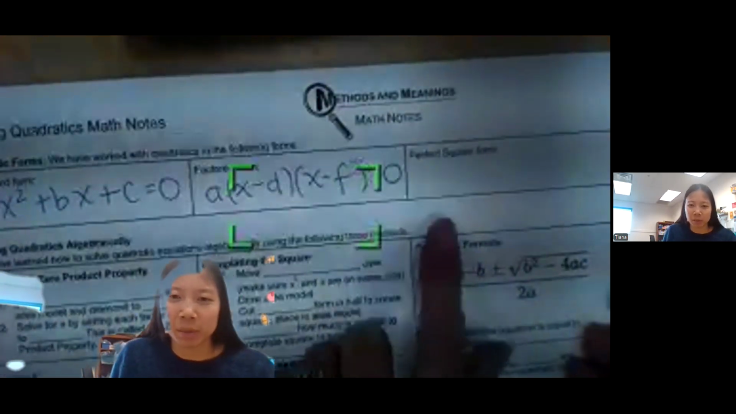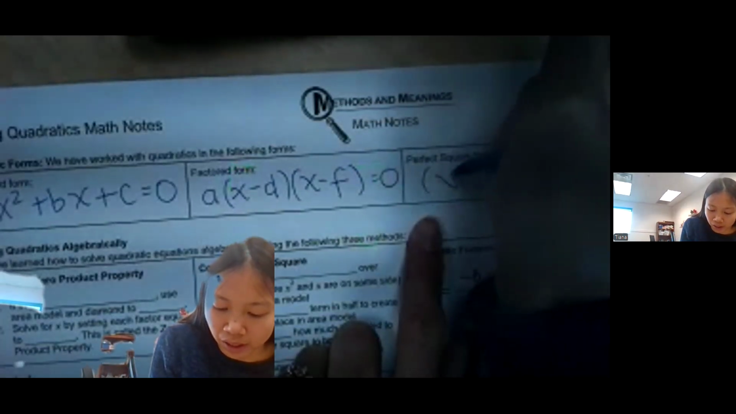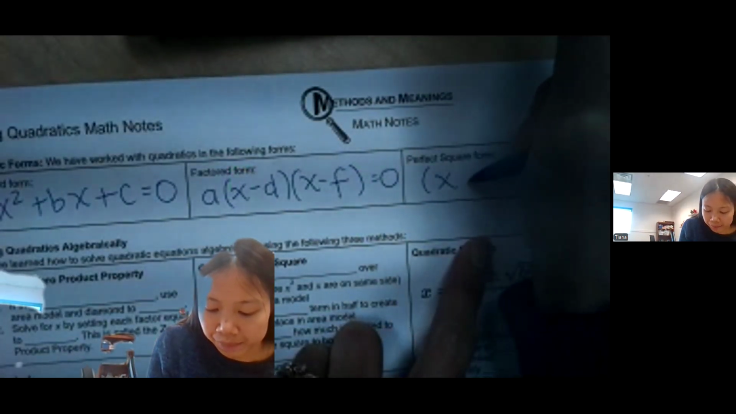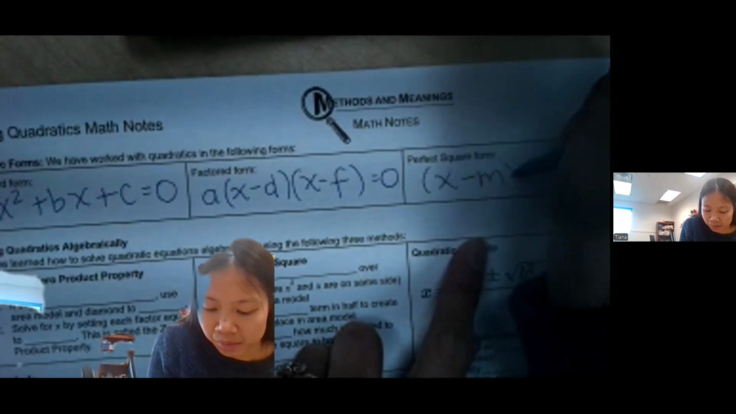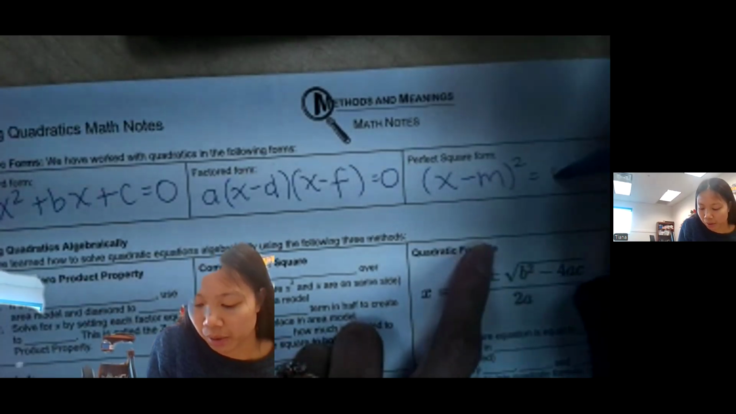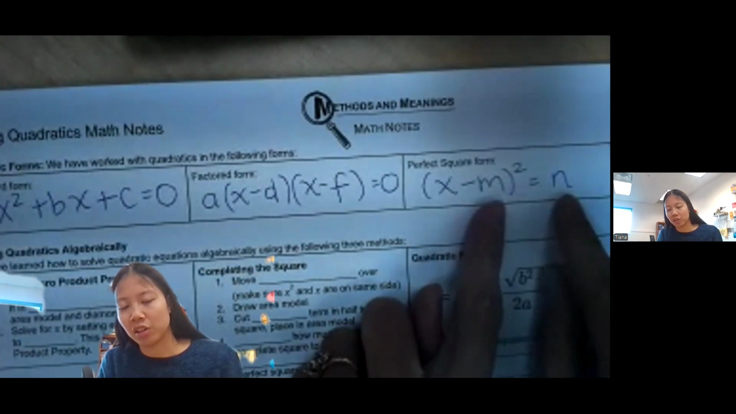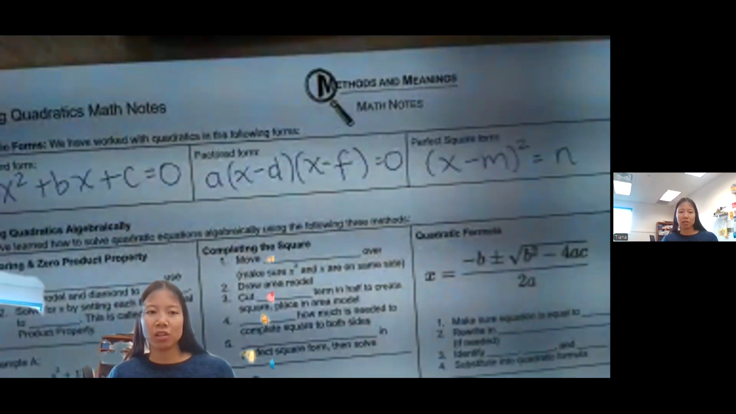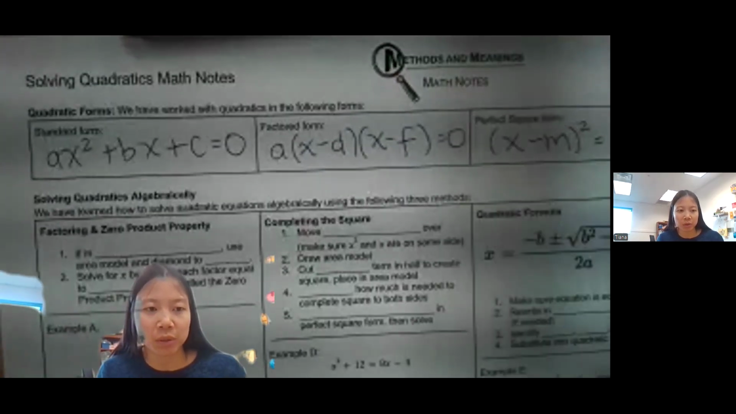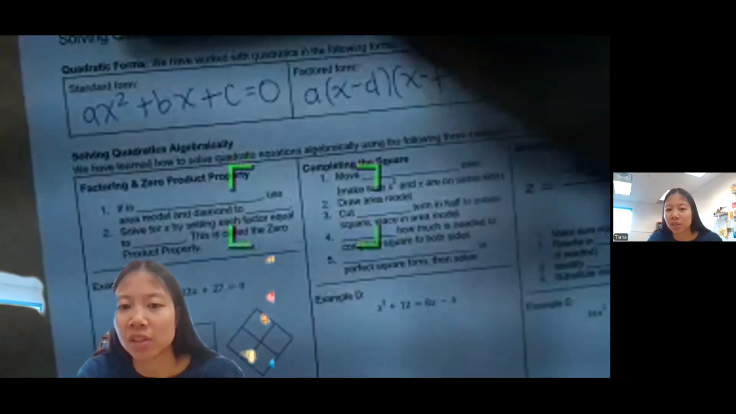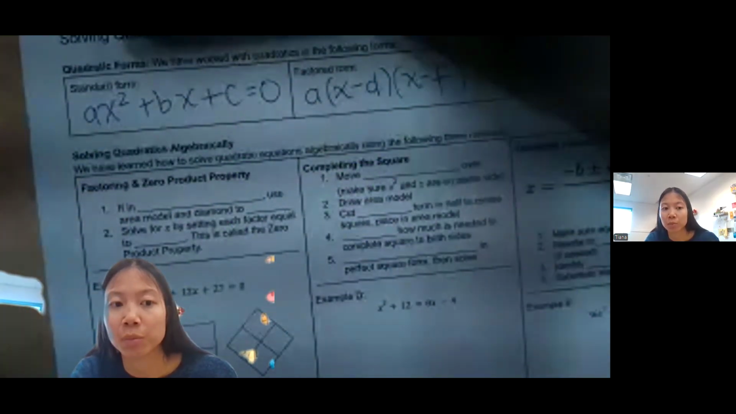And then the last form we talked about was our perfect square form, which looks like x minus m squared equals some number. It can be whatever, where m and n are just whatever numbers. So those are the different kinds of quadratic forms we have worked with. Let's talk about how we have solved these different equations algebraically.